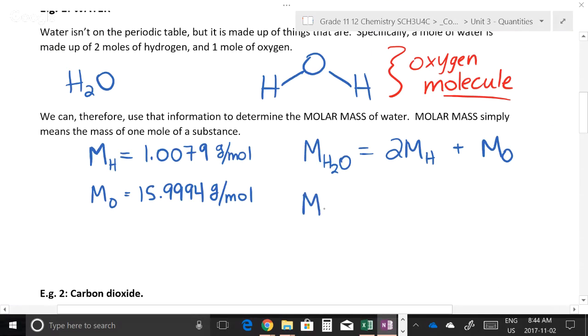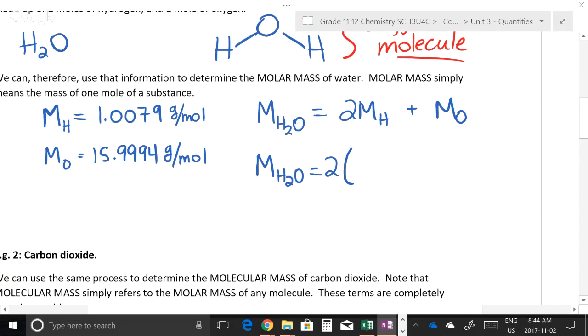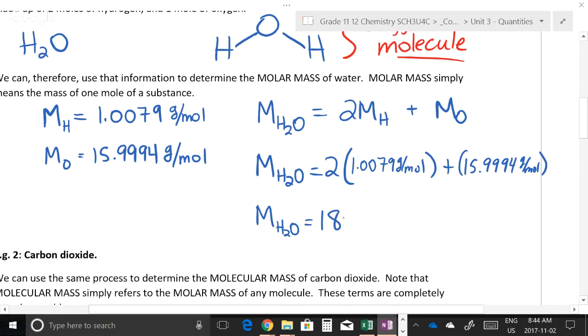And so when we go to find the molar mass of water, I'm going to have to do 2 times, what's the molar mass of hydrogen again? 1.0079 grams per mole. And we're going to add to that 15.9994 grams per mole for the oxygen. And obviously the answer is going to be roughly 18, but can somebody do that on the calculator to tell us precisely what it is? Yep. I got 18.0152.